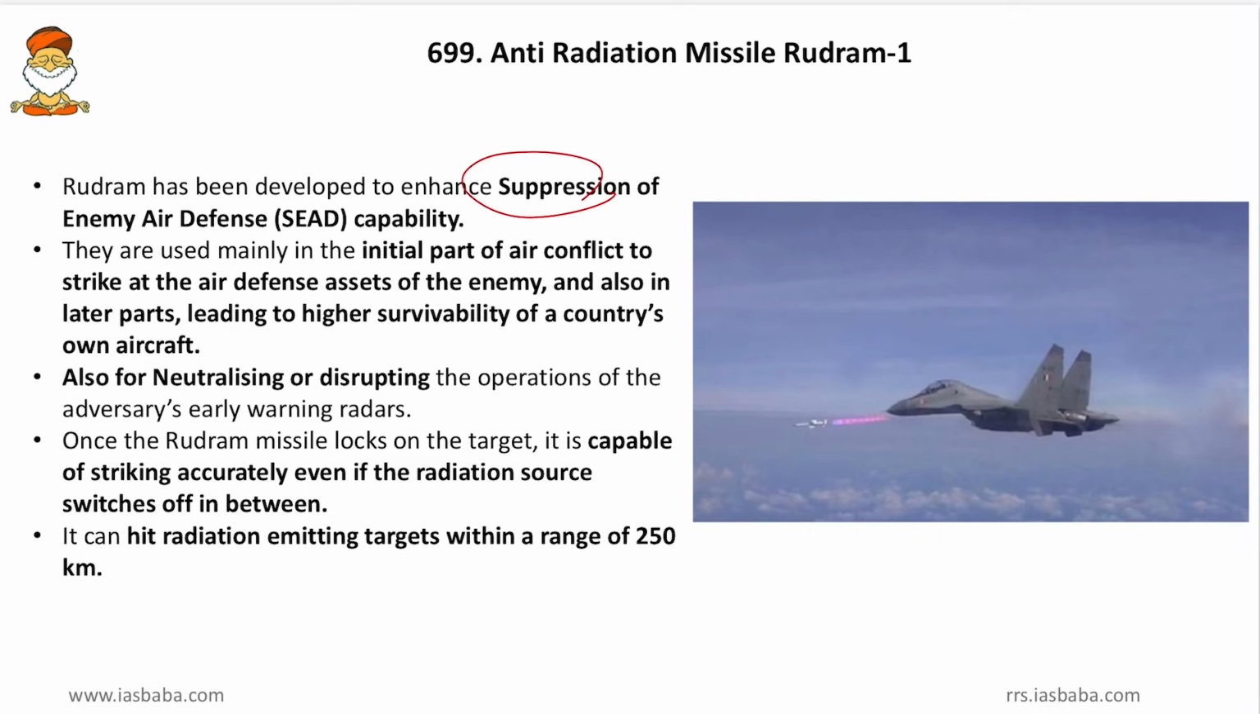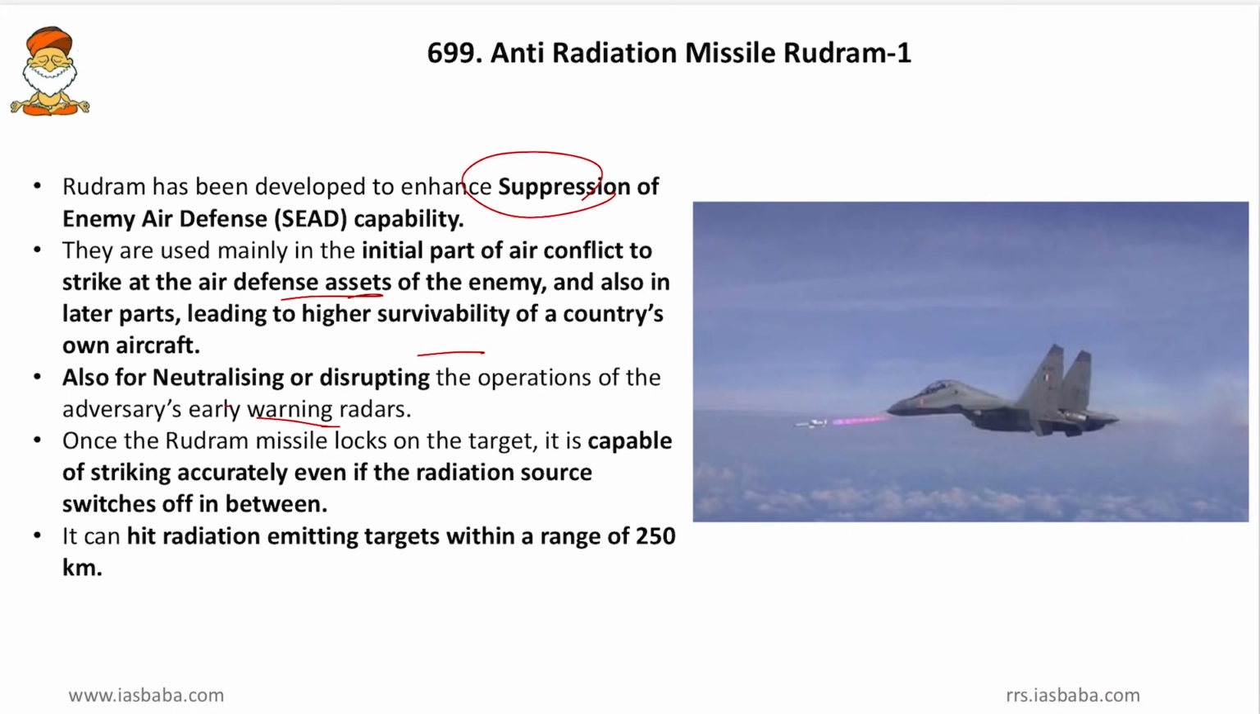Then these are used mainly in the initial part of an air conflict, that is to strike at the air defence assets of the enemy. So at the very beginning of the warfare, this will be used to fire at and destroy the enemy defences, and then in the later part, these are used for higher survivability of the country's own aircraft. So first it is used for offence to suppress the opponent's defence, and then in the later part it is used for defence, that is to protect our own aircraft. And then these are also used for neutralizing or disrupting the operations of the adversaries, like the early warning radars of the opponents. So the radars and sensors of the opponents are destroyed by this Rudram.